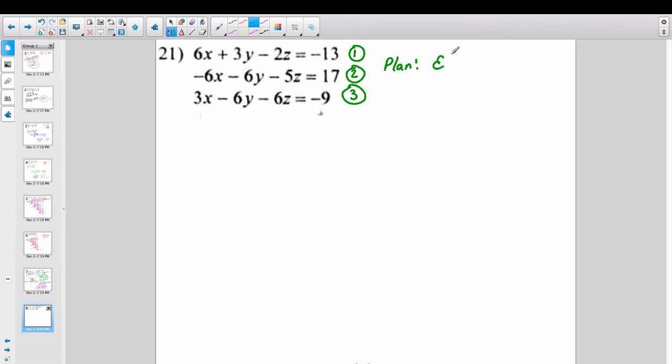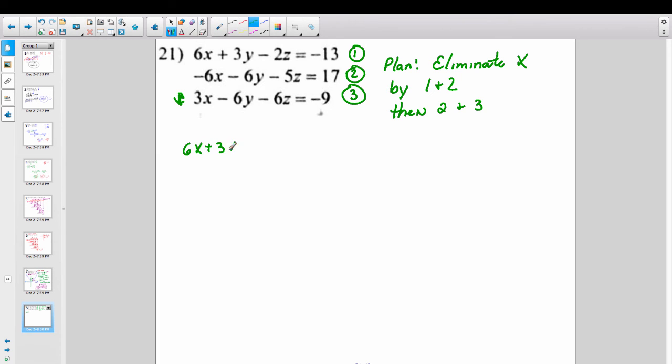Ready? Eliminate x by 1 and 2 first. Then 2 and 3, because all I'll do is just multiply this last equation by 2, and that will give me a positive 6x. So they'll be ready to go. So then 2 and 3. Okay, so let's do the first one.